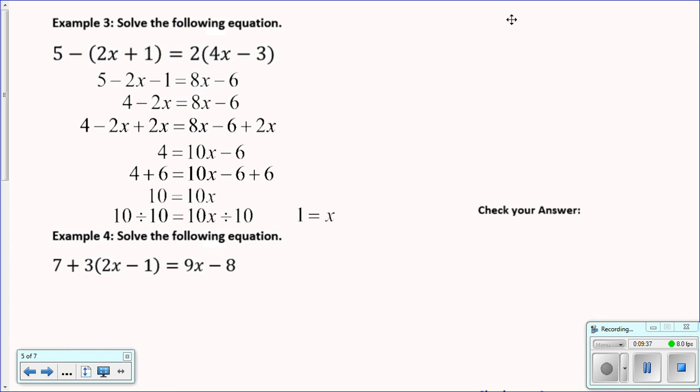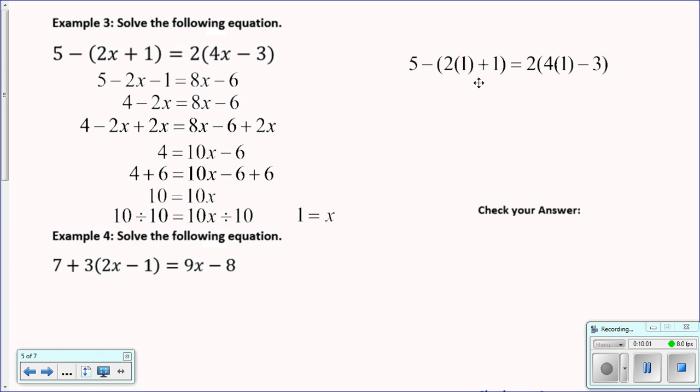So I want to go ahead and actually check to make sure this is correct. So I plug that x into all of these x's up here. So 5 minus 2 times 1 plus 1 equals 2 times 4 times 1 minus 3. This is GEMDAS I'm doing now. So I'm going to actually simplify what's inside the parentheses first. I don't distribute anything when I'm doing GEMDAS.